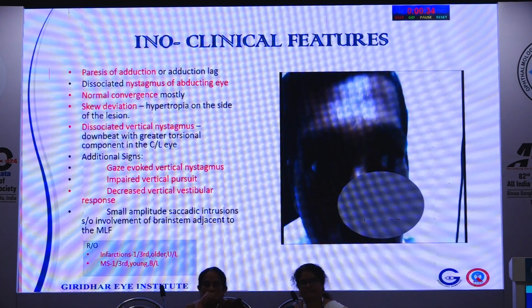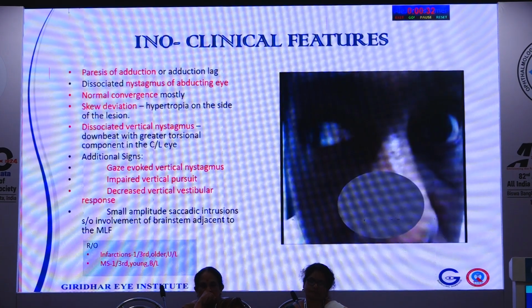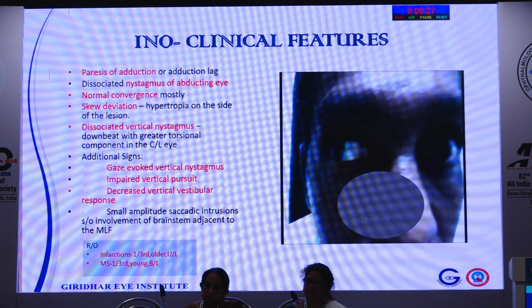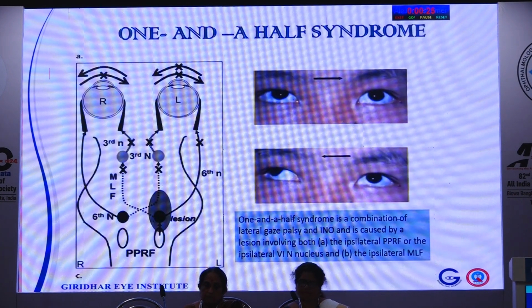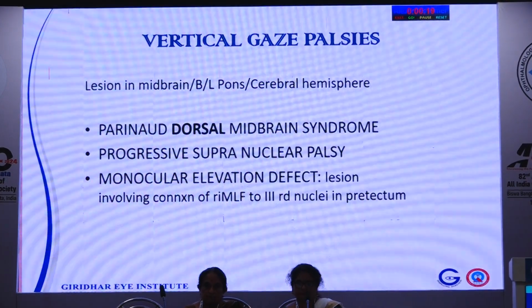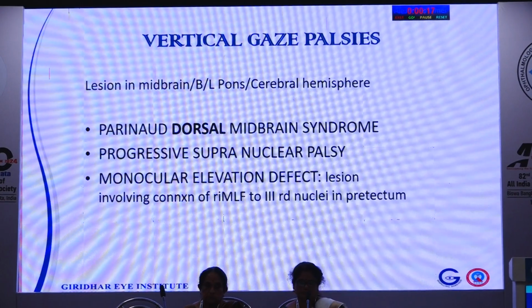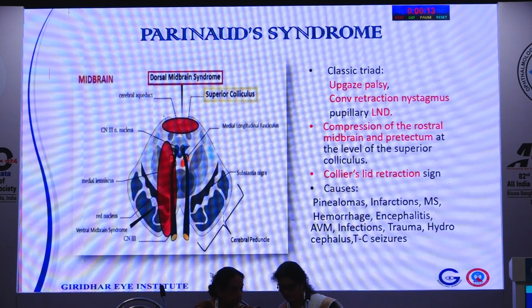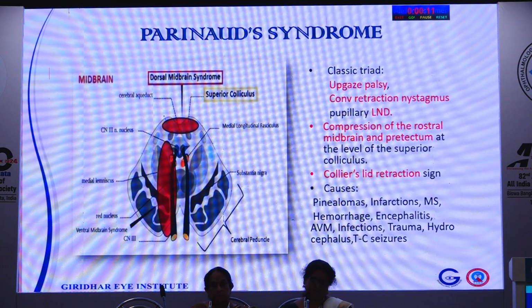So there are so many other features. I'm not going to go into it. The important thing is, in a young patient, think about multiple sclerosis. In an older patient, think about a stroke. Then the one-and-a-half syndrome, a lesion of the PPRF and the MLF of the same side. Then vertical gaze palsies: you have Parinaud's dorsal midbrain syndrome, progressive supranuclear palsy, and monocular elevation defect. Parinaud's classical triad: upgaze palsy, convergence retraction nystagmus, and light-near dissociation.